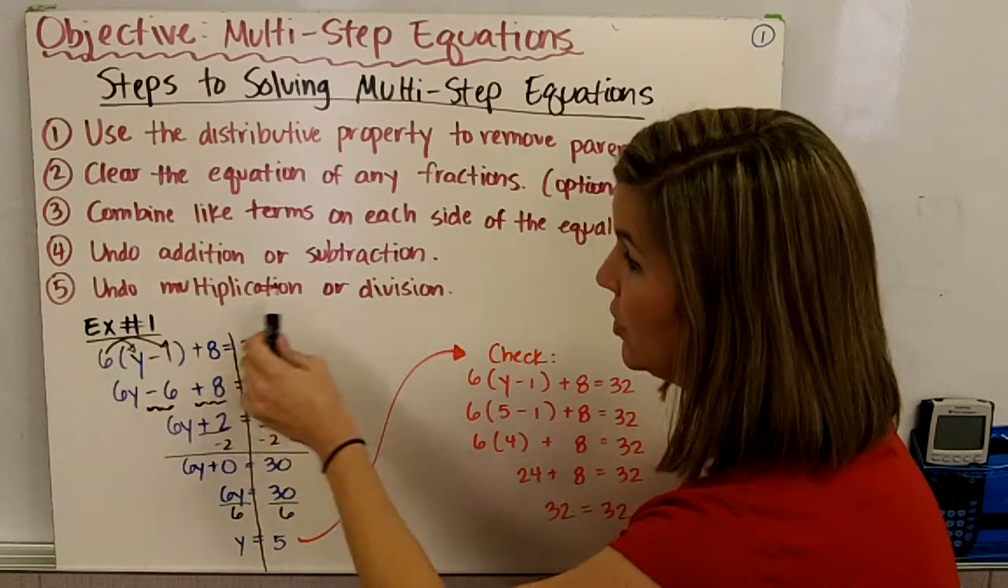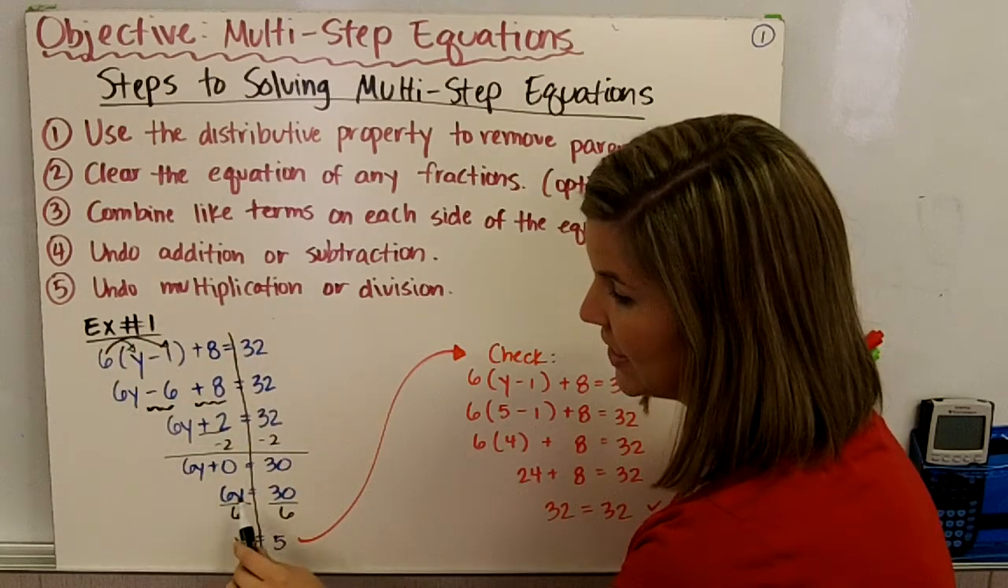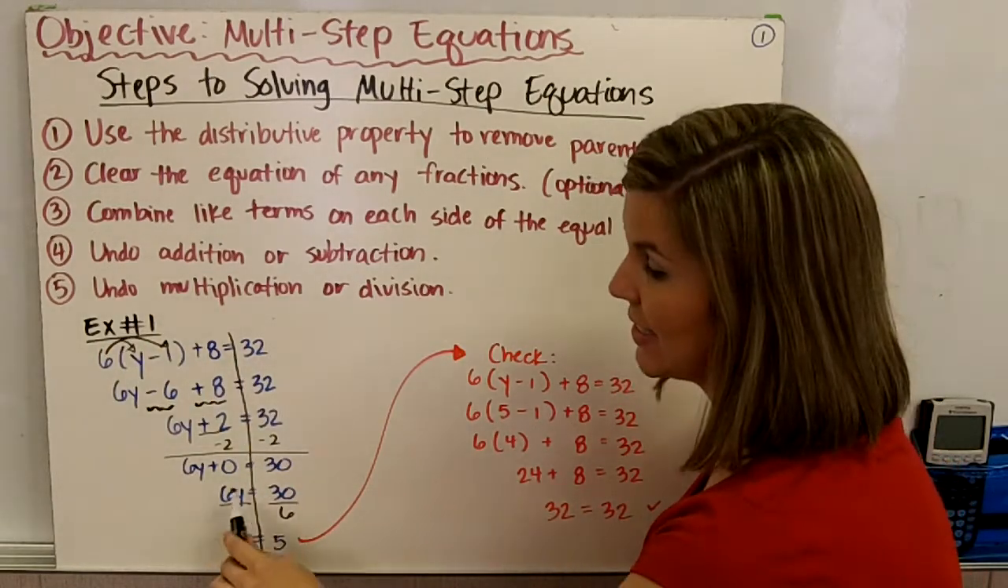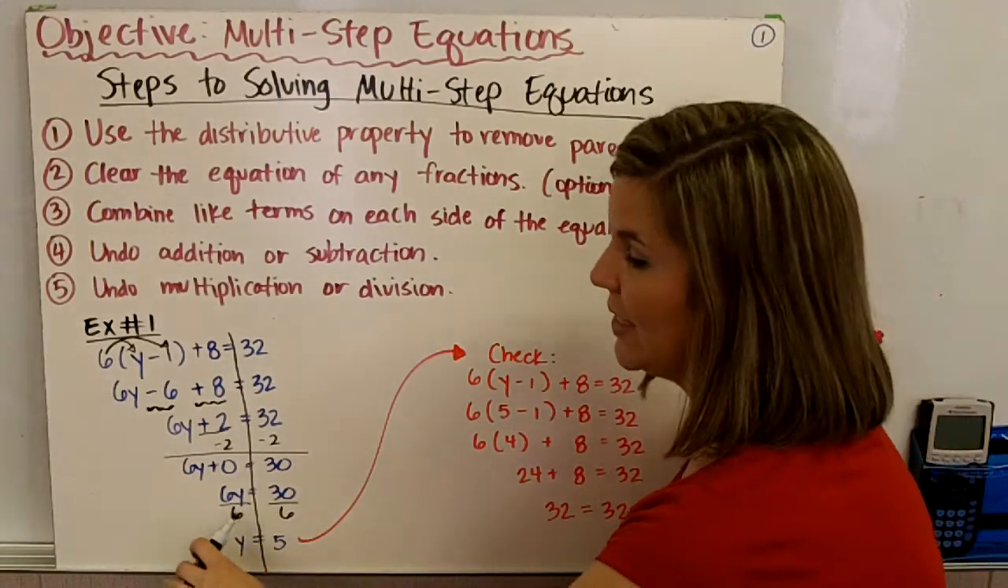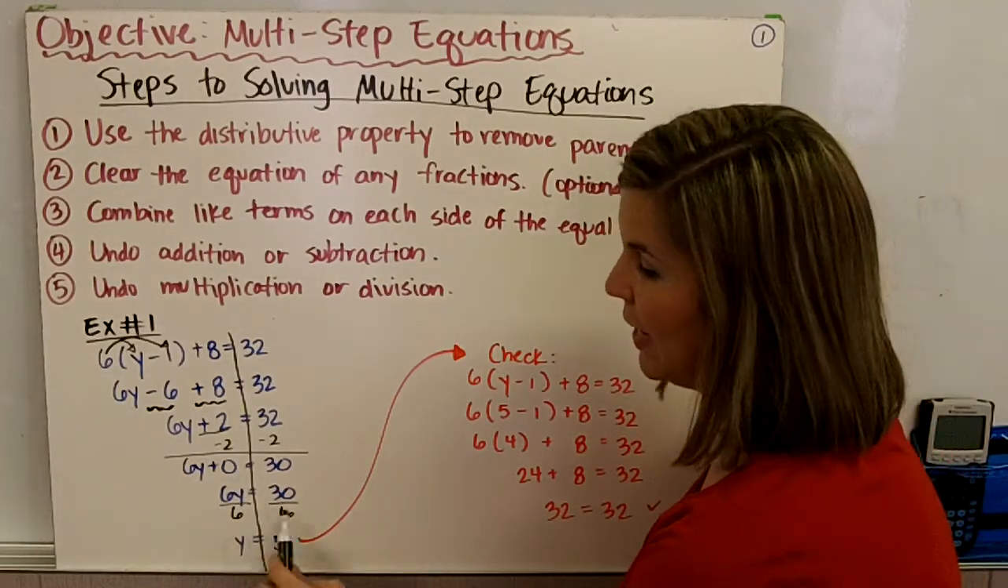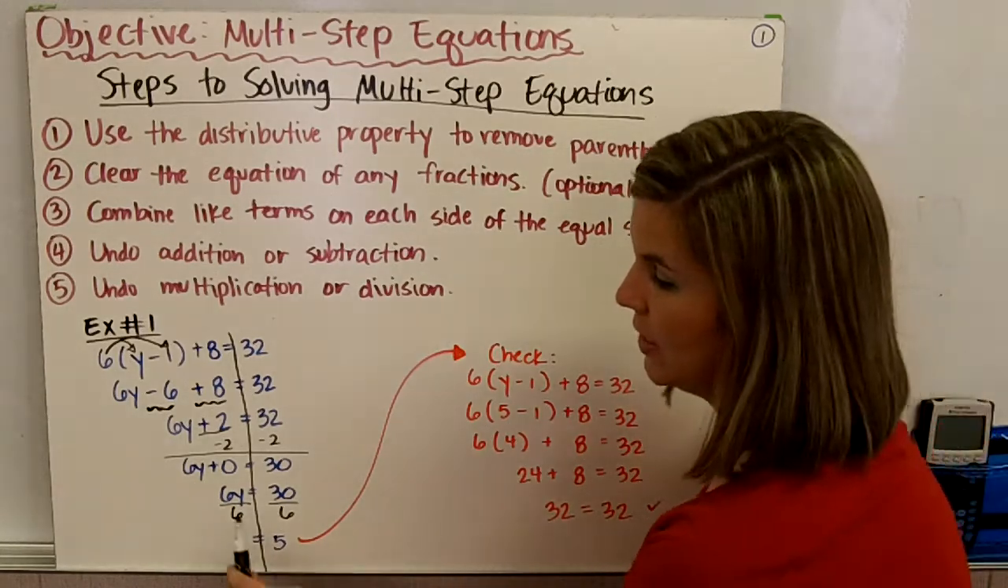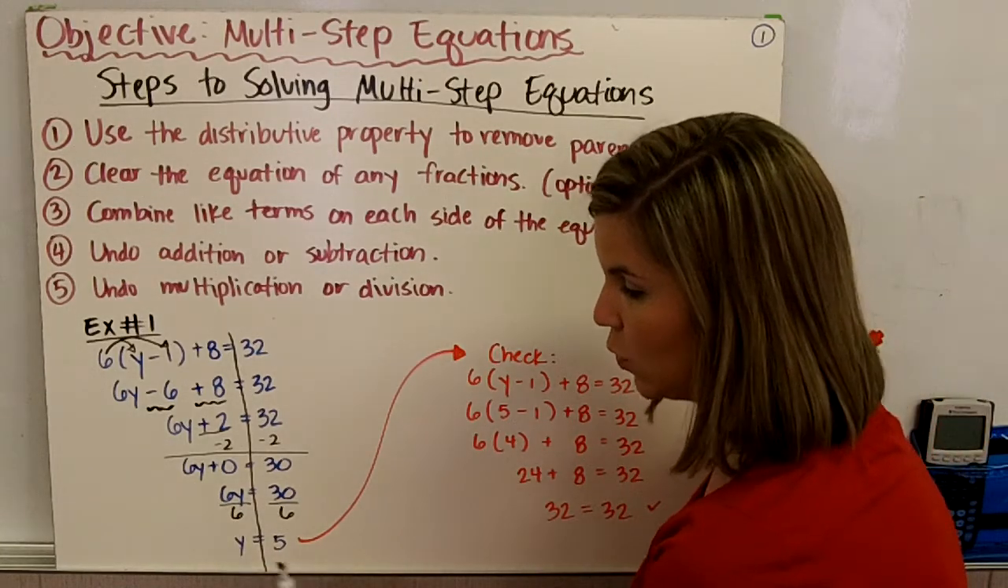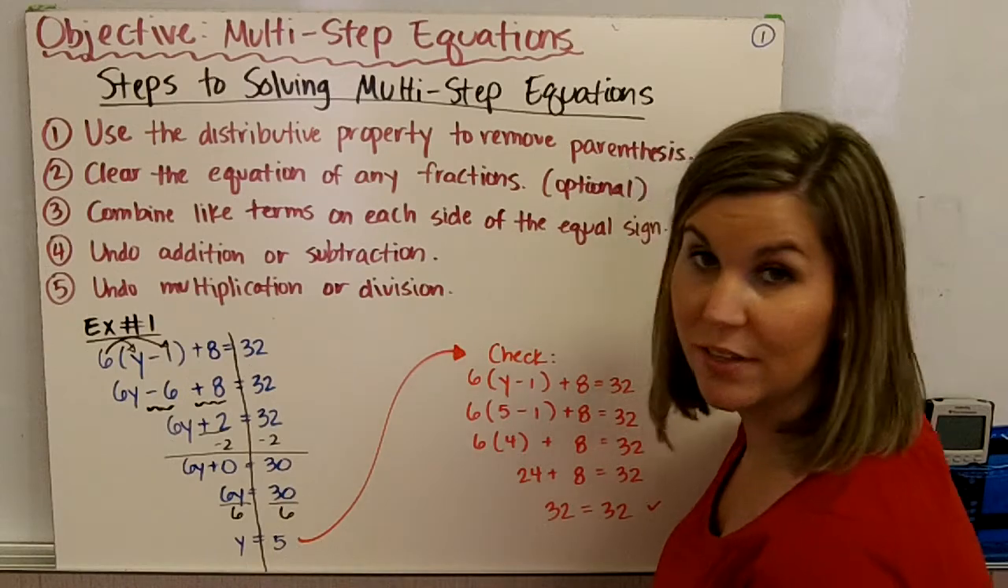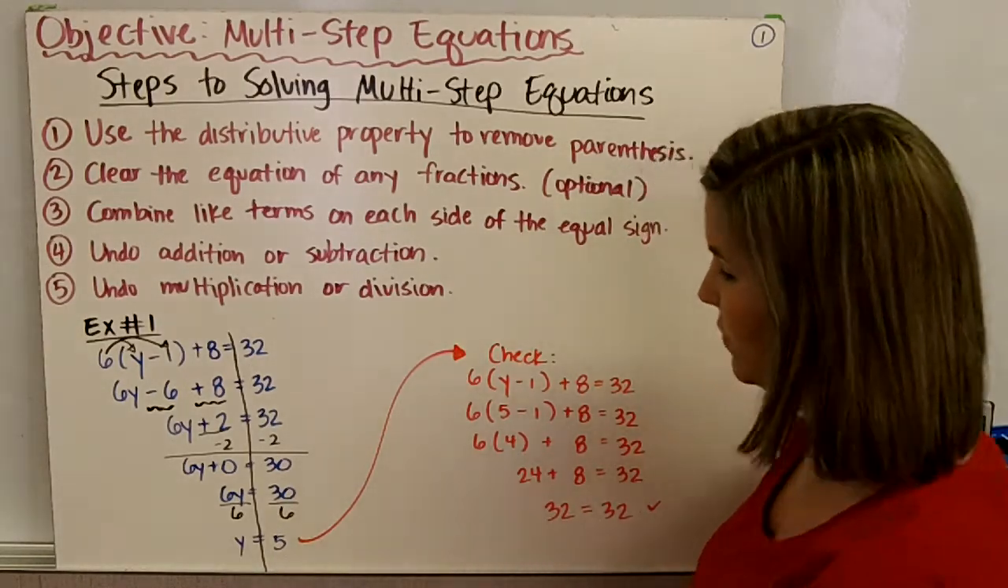Now we have undo multiplication or division. So I have 6y equals 30. This is 6 times y. The opposite would be to divide by 6. Divide both sides by 6. 6 divided by 6 is 1. So 1y equals 30 divided by 6, which is 5, so y equals 5.